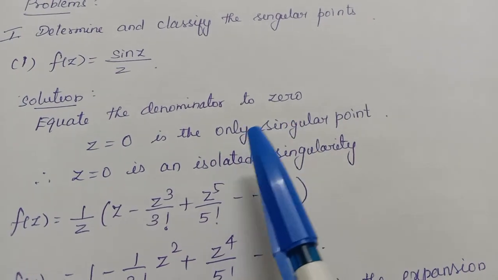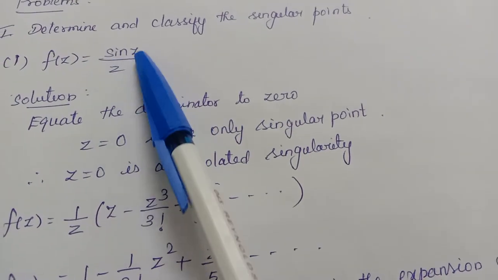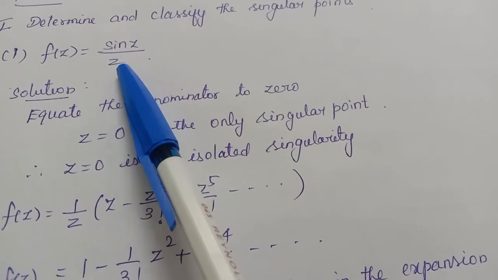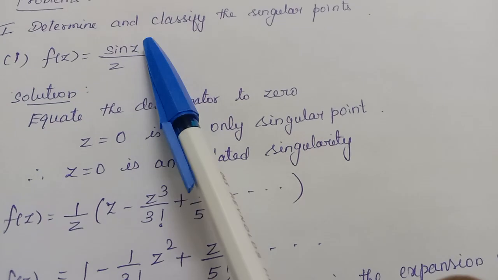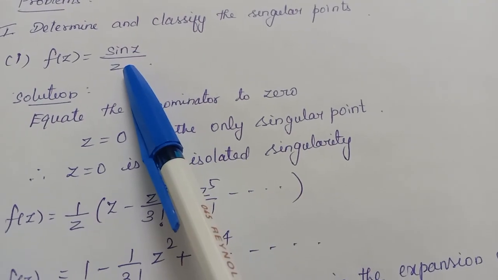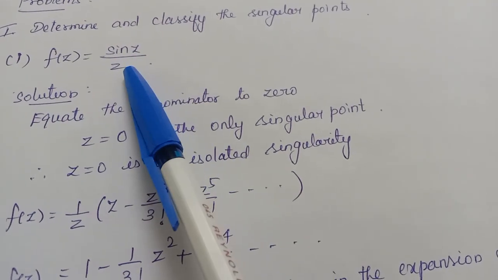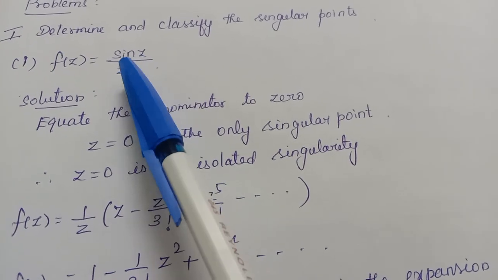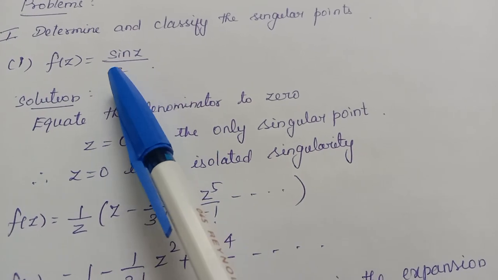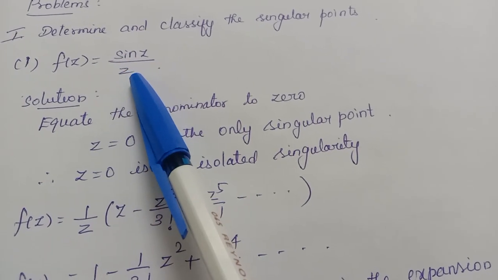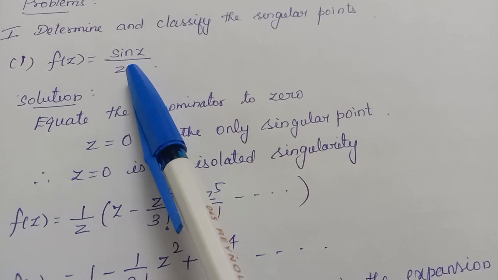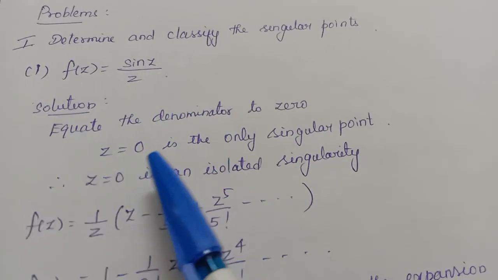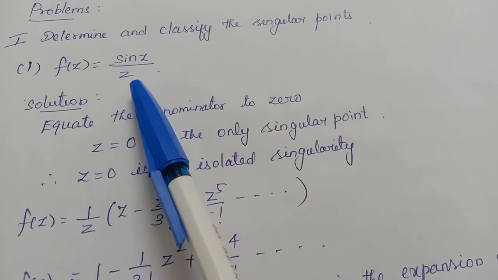Why are we doing so? Because this is a quotient of two functions. The numerator is the sine function, the denominator is a polynomial in z. Individually, if you take the terms, they are differentiable everywhere. Sine is differentiable and z is also differentiable. But here you have a quotient, and when you have a quotient, the denominator should not be 0. If it is 0, the function is not defined there. That is why we find the singular points by equating the denominator to 0. This is the procedure for all the problems.